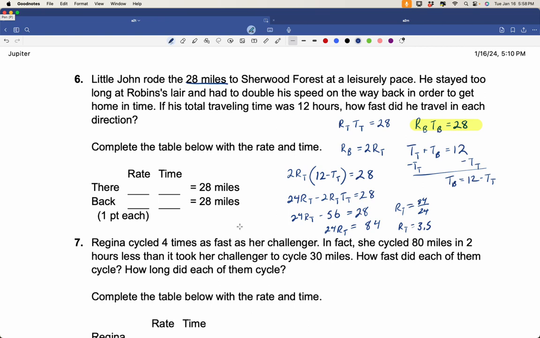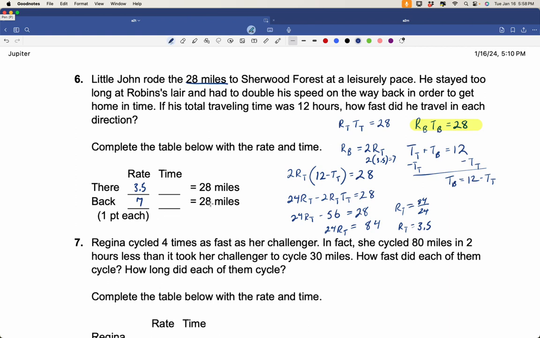3.5 is his rate there. Rate there, 3.5. Okay, now from that, we can just start filling things in. The rate back is 2 times the rate there. 2 times 3.5 equals 7. So his rate back is 7.